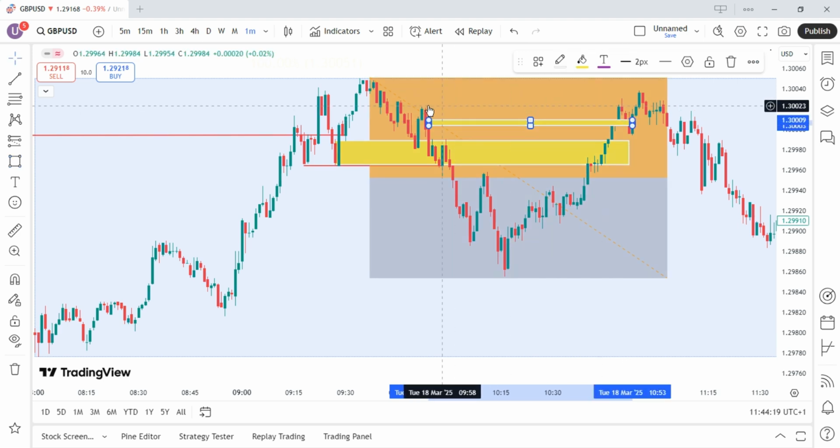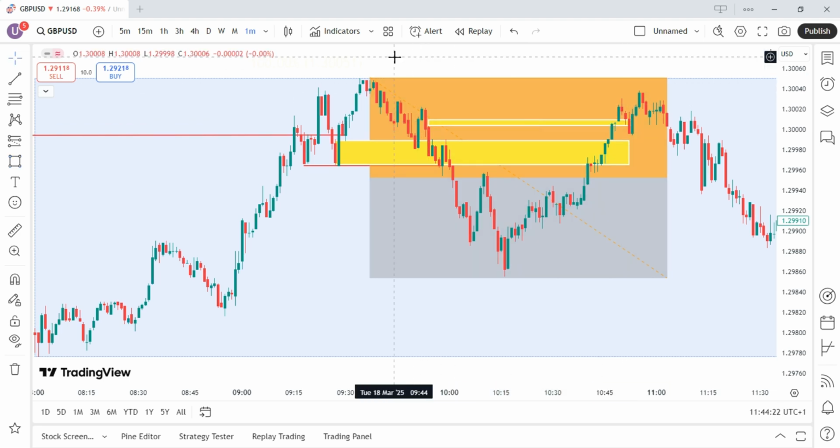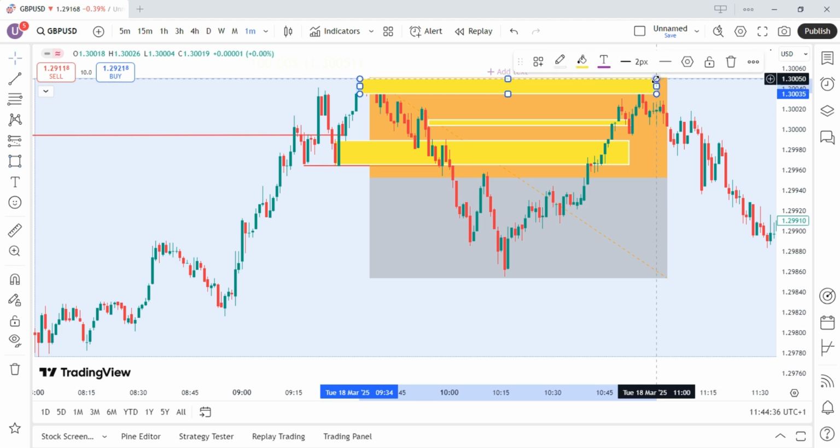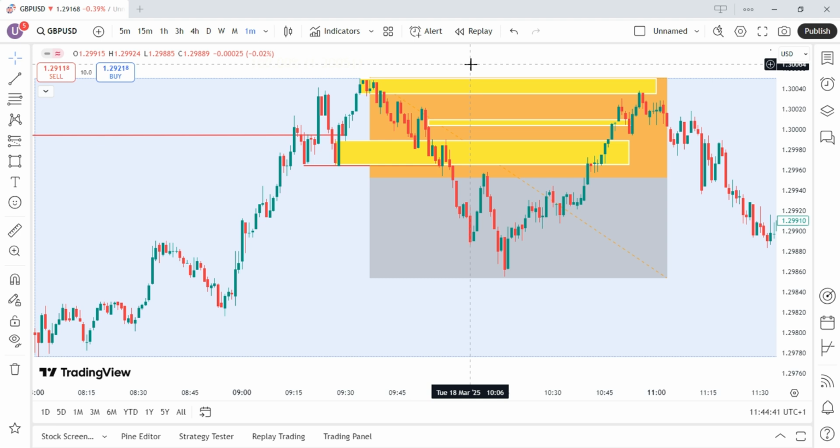Okay. Now, do you have another block inside this zone? Yes. The block that caused this break is this one here. You see, this is the one that caused this break. This is the other block. So there are three possible places we could take this entry.